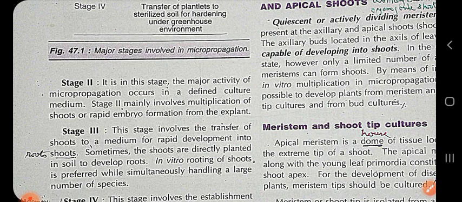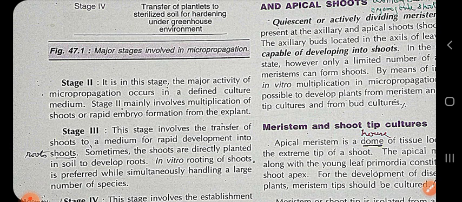So in stage 2, as you can see in this stage, the major activity of micropropagation occurs in a defined culture medium. Stage 2 mainly involves multiplication of the shoots or rapid embryo formation from the explant. In stage 2, normally what we do is subculturing of the plants that have been stored in the culture room.